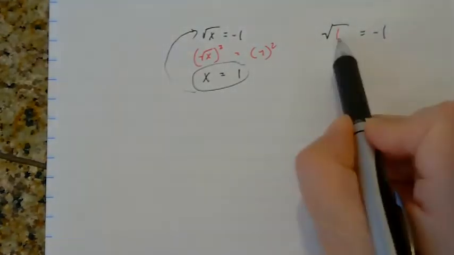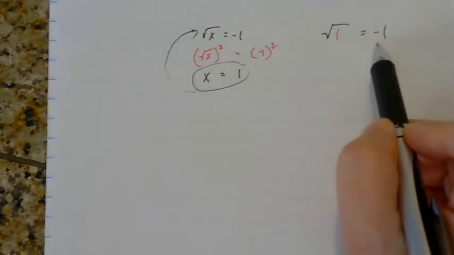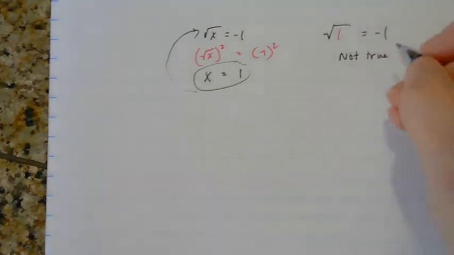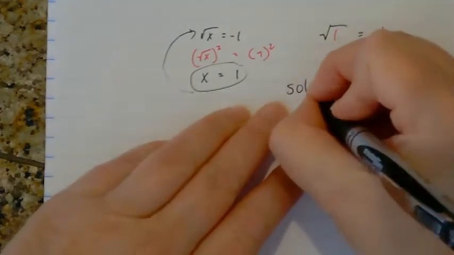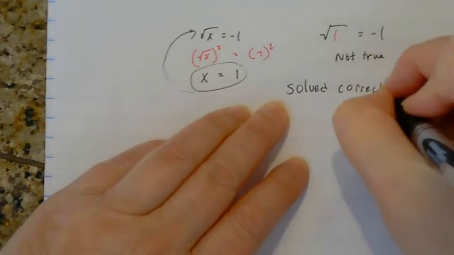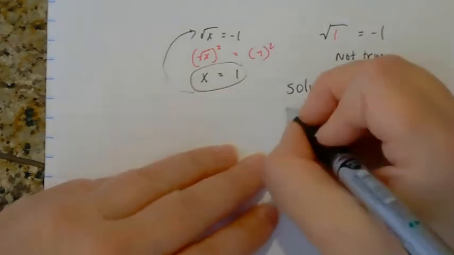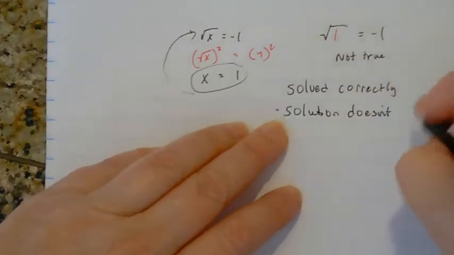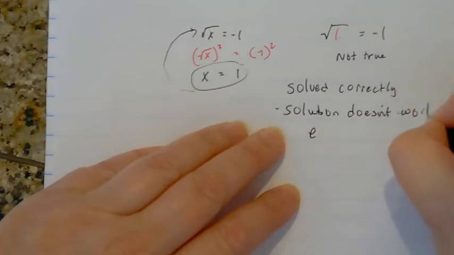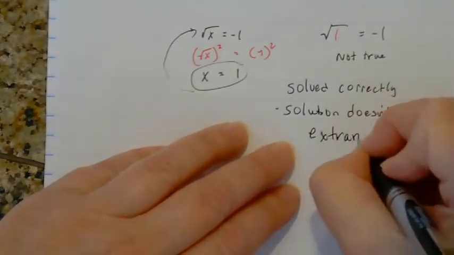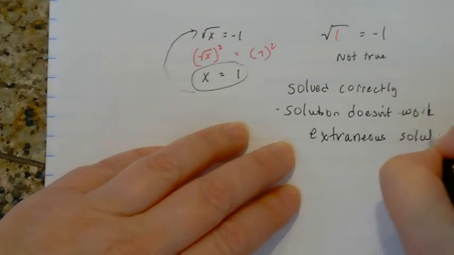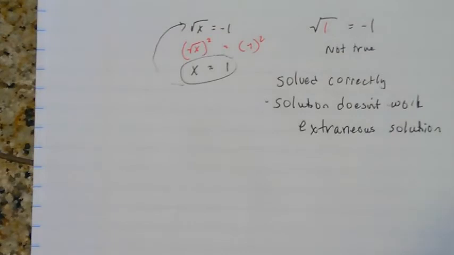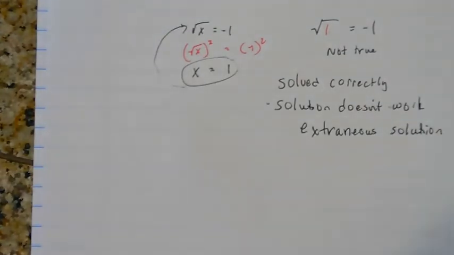If you take a number times itself, could you get -1? And the answer is no. This is not true. So even though we solved this correctly and got a solution, the solution doesn't work. And when that happens, we call this one an extraneous solution. So a solution that is solved correctly, you found it correctly, but it just doesn't work in the original problem is called an extraneous solution.